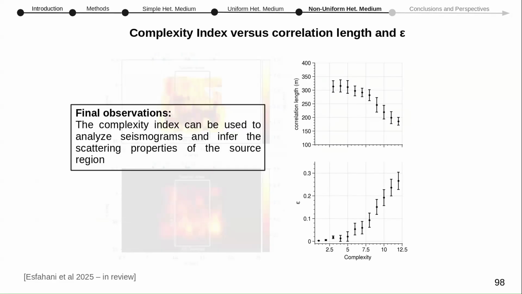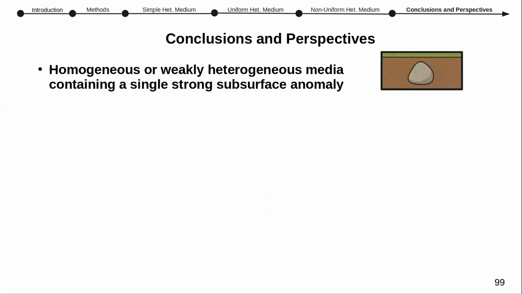So in conclusion of this study, we show that the complexity index can be used to analyze the seismogram and to infer scattering properties of the source area. This also opens the way for future application to real data. So now we will move to the conclusions.